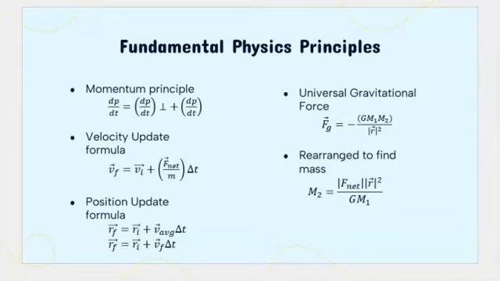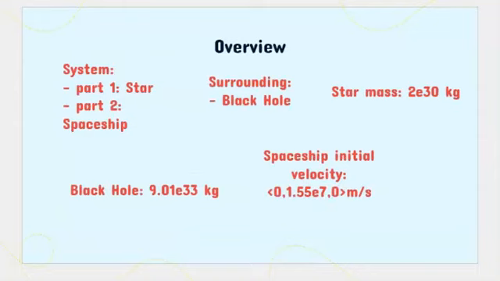Moreover, we have the universal gravitational force and its rearrangement to find mass. This principle states that the gravitational force is equal to negative gravitational constant times mass 1 and mass 2, all divided by the distance between the two masses squared. Some things to note are that the system in part 1 is the star and the system in part 2 is the spaceship. The surrounding is the black hole, and the given mass of the star is 2 times 10 to the 30th power kilograms, and the calculated black hole has a mass of 9.01 times 10 to the 33rd kilograms, and the initial velocity of the spaceship can be 1.55 times 10 to the 7th meters per second.